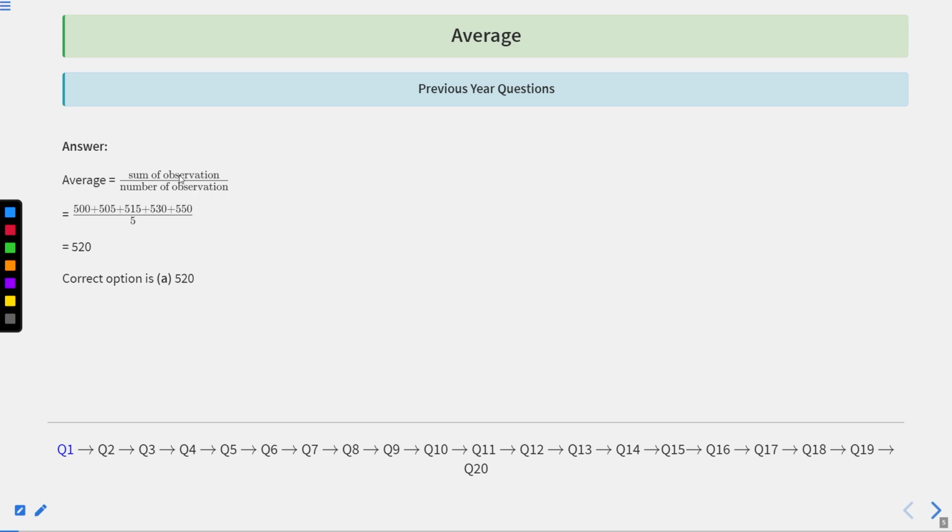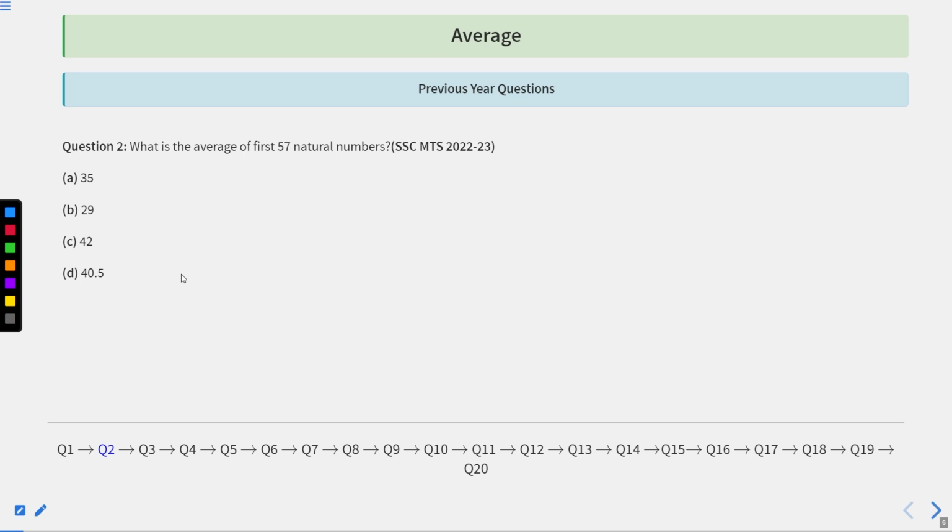So the concept that will be used here is average equal to sum of observations upon number of observations. The observations provided here are 500, 505, 515, 530 and 550. If you take the sum and divide it by 5, because there are 5 observations, we will get 520. So the correct option here will be 520.